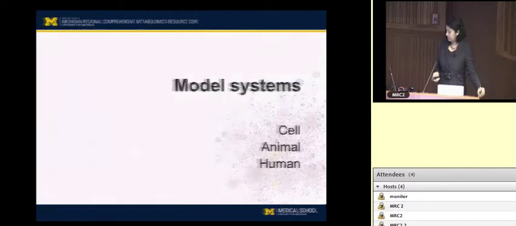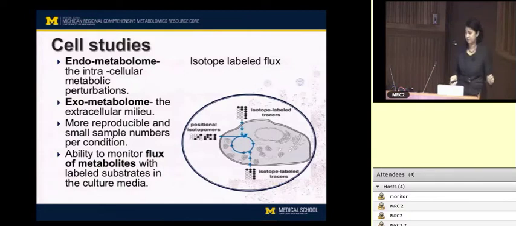So model systems. The fundamental model system is a cell study. It's a very controlled platform because you're growing cells, usually of one type. You can either measure the endometabolome of the cell that you're growing, or you can measure the exometabolome, which is the extracellular milieu, by collecting the culture media. These are very reproducible because the factors that control the growth and metabolism of these cells are totally under your control. And therefore here you don't need a very large sample size, and quite a reproducible metabolome can be achieved by this.